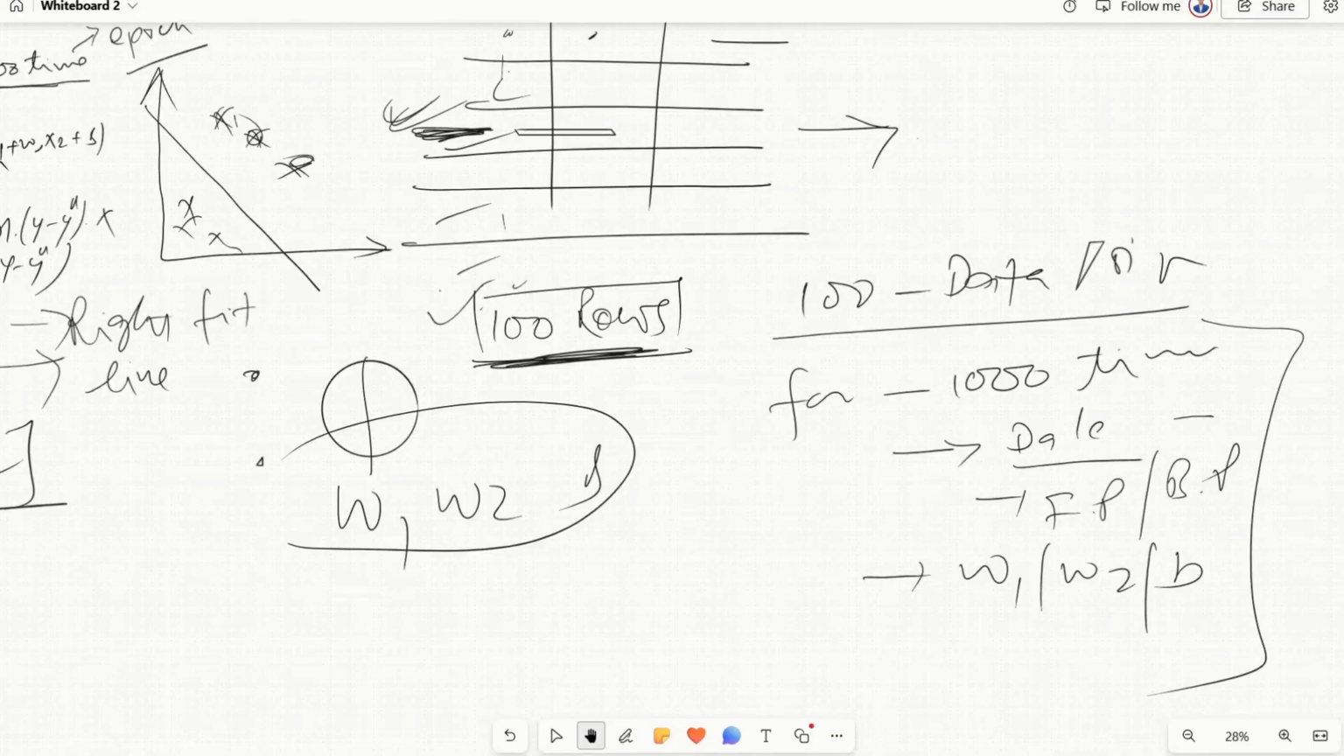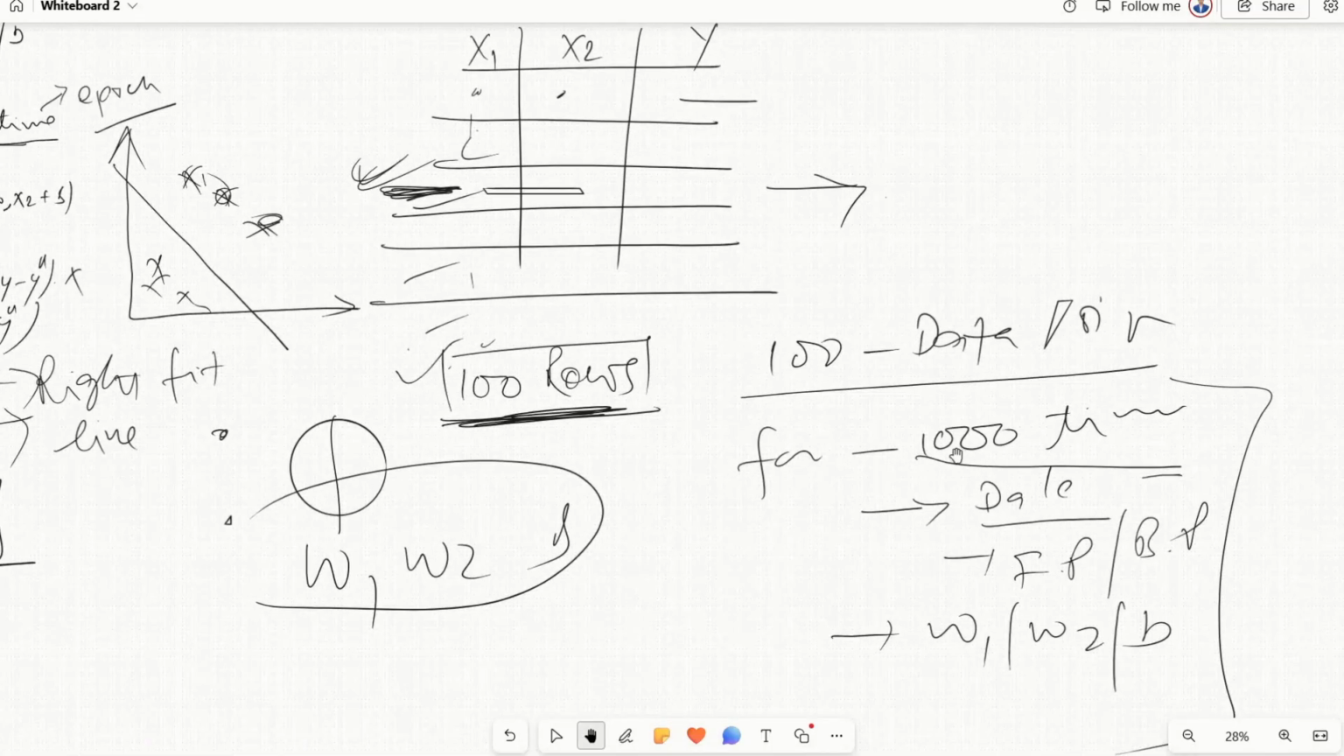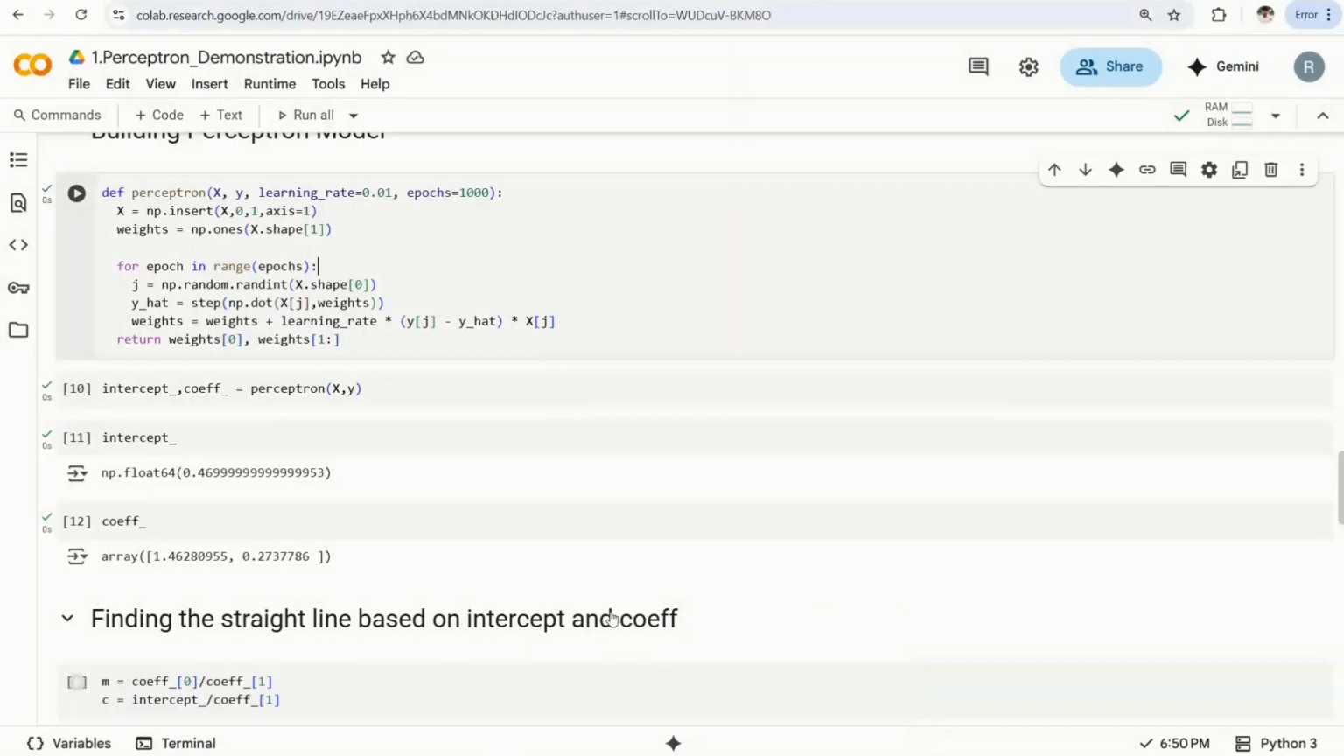So you can see that my data points are just 100, but I'm doing 1000 iterations, more than the number of data points. So maybe a data point will repeat here, but that is not a problem. This way, after the iterations, I will find the right fit line, and for that fit line I need to find the coefficient, weight, and bias. I found that. This is how I find the weight and bias.